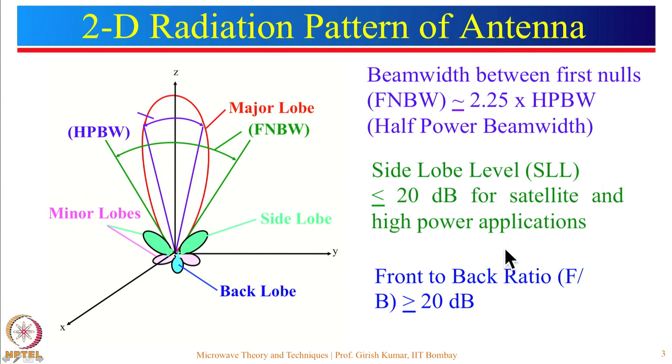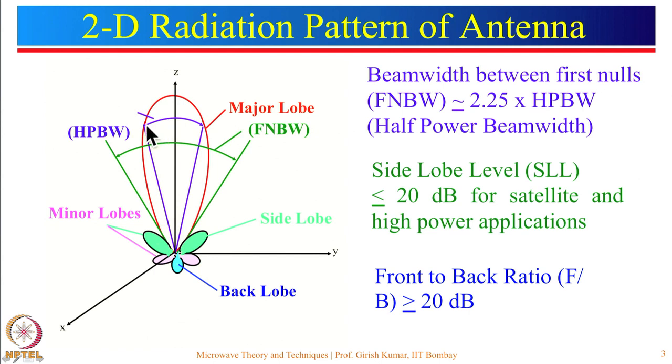So, let's look at a 2D cut of the antenna. Here is a typical directional antenna. Let's define various terms over here. This is a major lobe, and these are all the minor lobes. Minor lobes are classified again in two parts, side lobes and back lobe. Back lobe is on the back side of the main beam and side lobes are along the side of the main beam. So, we define certain quantities over here.